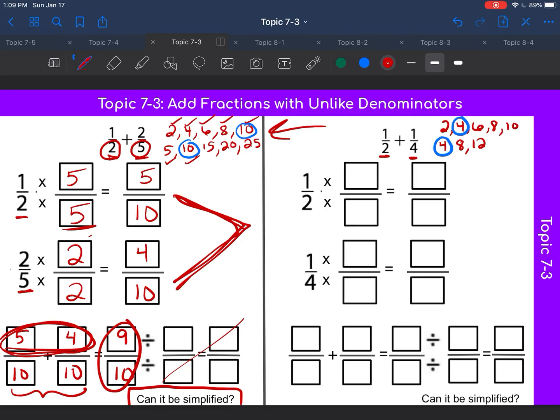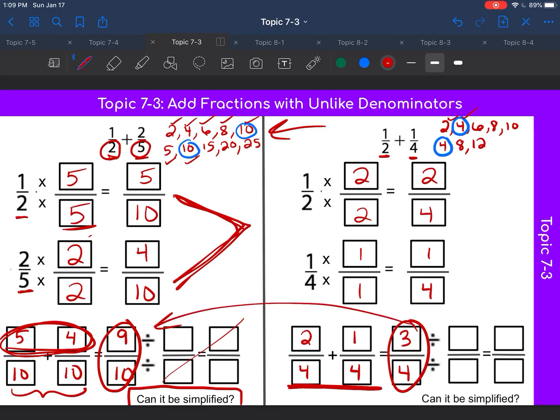So 2 times 1, 2 gives you 4. Whatever you do to the bottom, you have to do to the top. So you get 2/4. And then 4 times 1 gives you 1/4. So now we're going to add those together. We have 2/4 plus 1/4. Again, keep that denominator the same. It's fourths still. 2 plus 1 is 3. And again, we want to think, can it be simplified? This actually cannot be, because again, the numerator is 1 less than the denominator, meaning it's in simplest form.